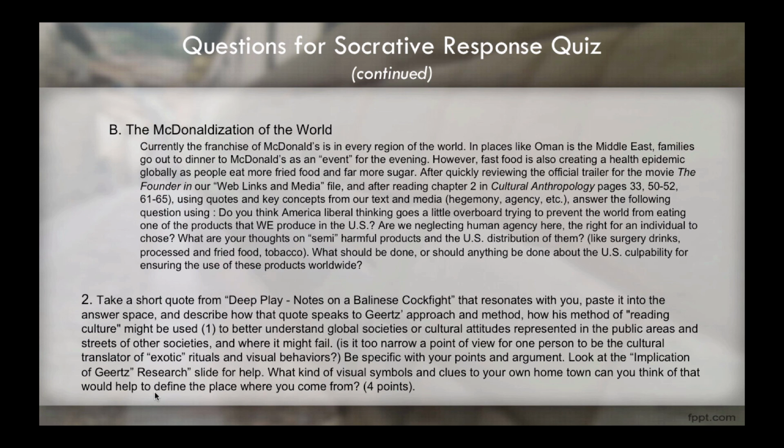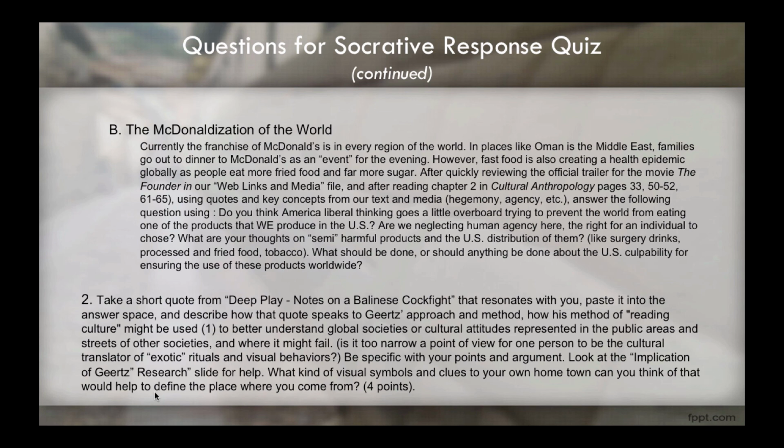And number 2, take a quote from Deep Play: Notes on a Balinese Cockfight that resonates with you. Paste it into the answer space and describe how that quote speaks to Geertz's approach and method, how his method of reading culture might be used to better understand global societies or cultural attitudes represented in public arenas and streets of other societies. Tell me where it might fail as well.